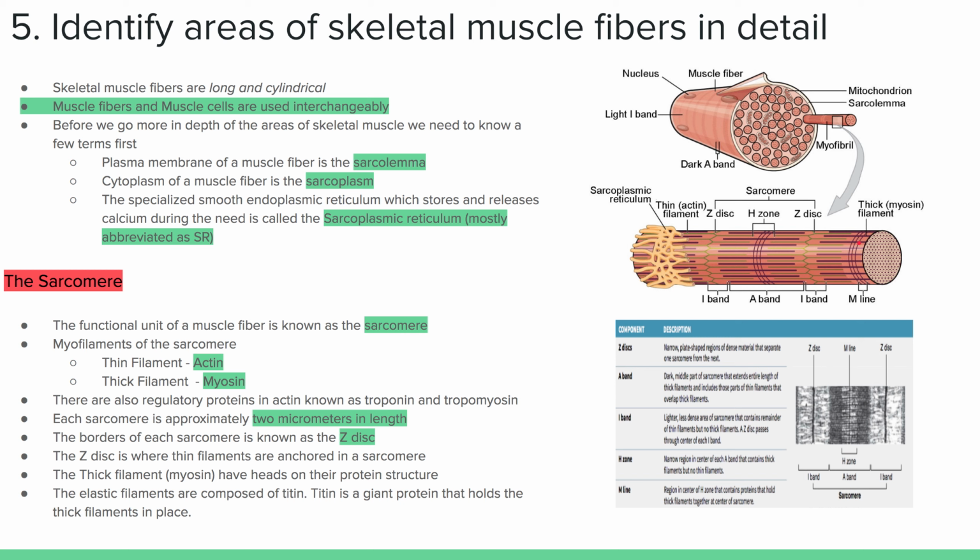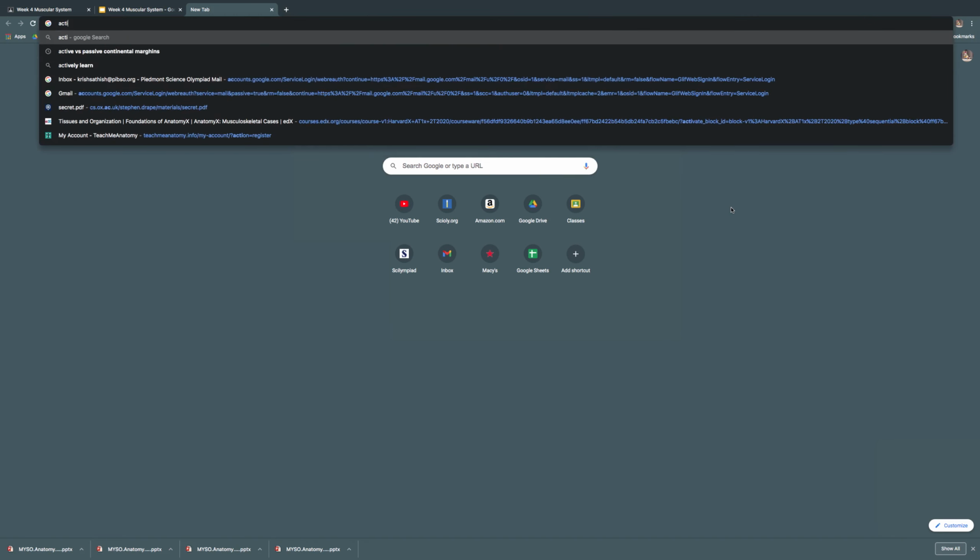The functional unit of a muscle fiber is called the sarcomere. We can differentiate one whole sarcomere because of structures called z-discs. From one z-disc to the next z-disc is our functional sarcomere. There are two main myofilaments in a sarcomere: a thin filament and a thick filament. These two filaments are needed for muscle contraction. The thin filament is mostly made of actin, and the thick filament is mostly made of myosin. In actin there are two regulatory proteins known as troponin and tropomyosin.